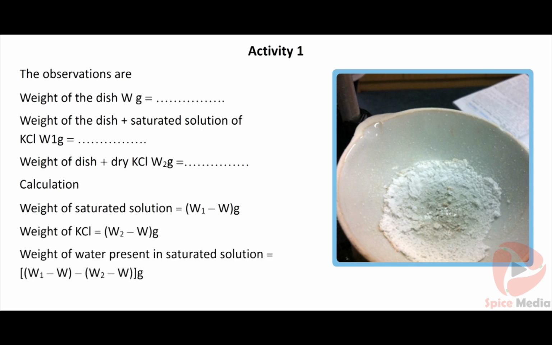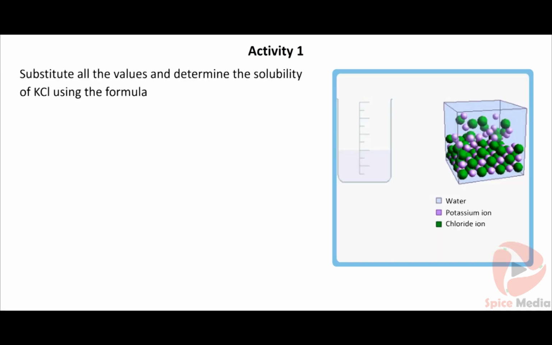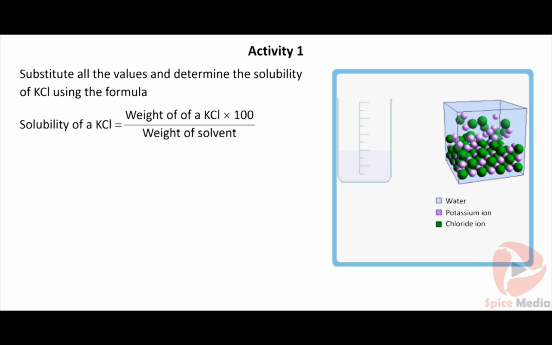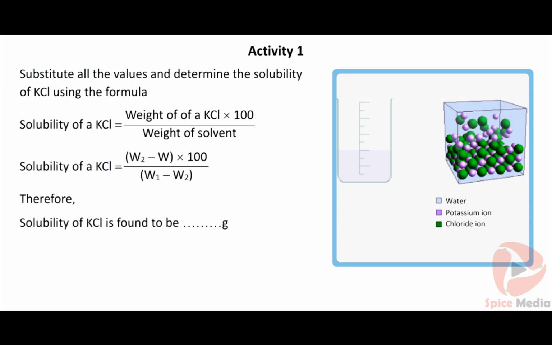Weight of water present in saturated solution is equal to (W1 minus W) minus (W2 minus W) grams, which is equal to W1 minus W2 grams. Substitute all the values and determine the solubility of KCl using the formula. Solubility of KCl is equal to weight of KCl into 100 by weight of solvent, which is equal to (W2 minus W) into 100 by (W1 minus W2). Therefore, solubility of KCl is found to be __ gram.